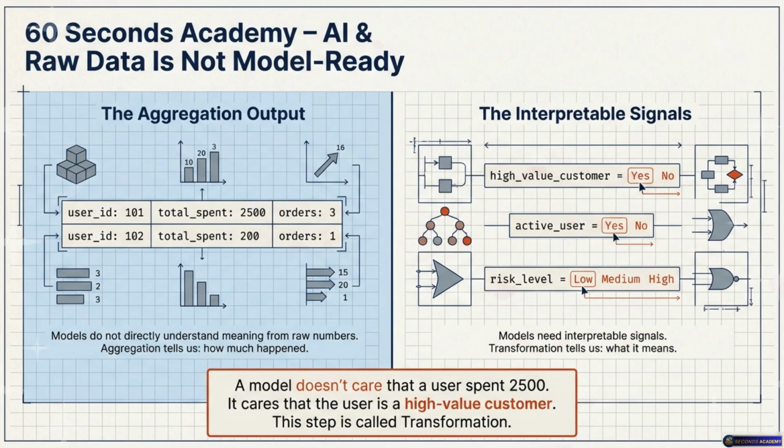Right. You instantly assign a persona to them. Exactly. But a machine learning model doesn't understand meaning from raw numbers. It just sees digits. It doesn't inherently know that 2,500 is a lot of money or that 3 orders in a week is frequent. It's completely blind to context. Yeah, totally blind. It needs interpretable signals. So raw data, as it turns out, is absolutely not model ready.